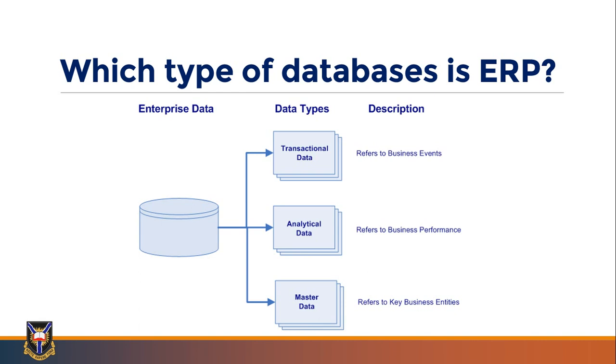Then we also have the master data. The master data are very, very vital to the business, because this refers to the key information of the system of the business. It includes the number of assets the business has, the number of machines, the location, the finances and everything. So all these things are the master data.